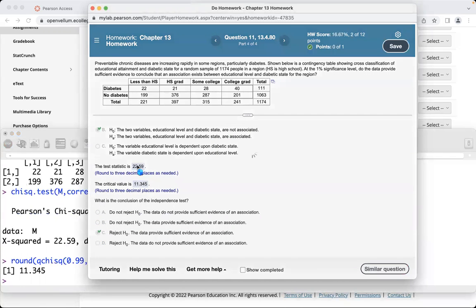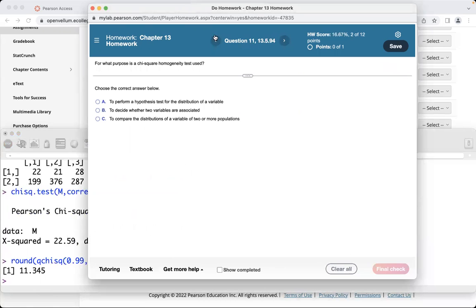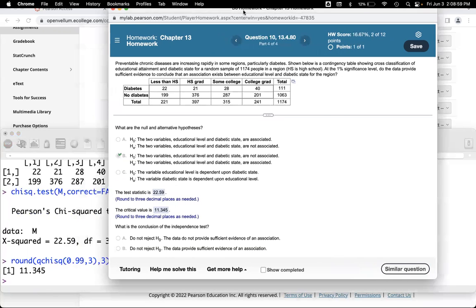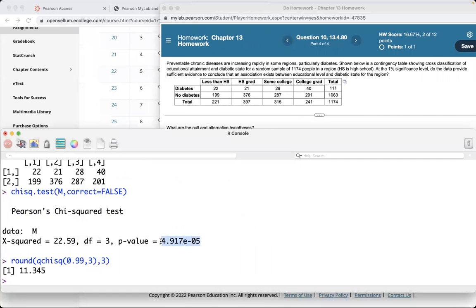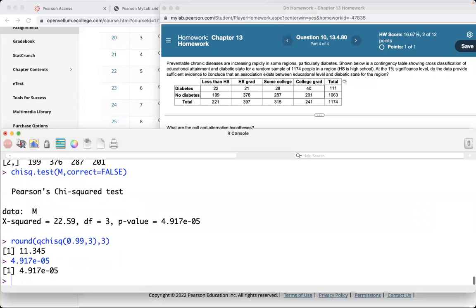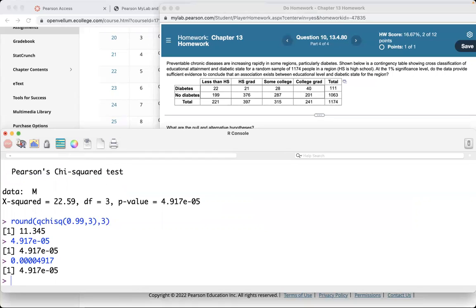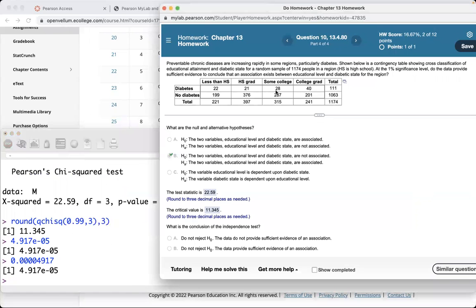Notice that the chi-squared test actually gave us a little more information than we needed. It also gave us the p-value. It said that the p-value is this value times 10 to the minus 5, so that's 0.0004917. So that p-value is very small, which means that we reject because that value is less than 0.01.